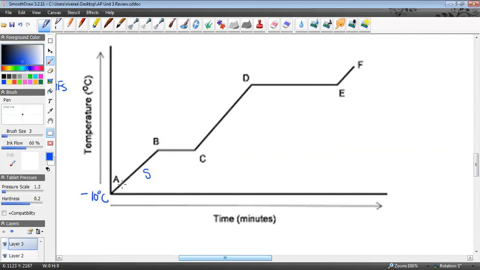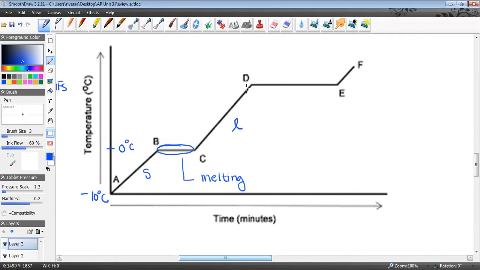We're going to add heat, add heat, add heat. Those solid particles are going to vibrate faster and faster until we get to an average kinetic energy that results in a temperature of 0 degrees Celsius. This point right here, where we're still adding heat but the temperature is not changing, is your phase change. This is where the melting is occurring. And once all of the solid ice has melted into liquid water, then the temperature will start to rise again.